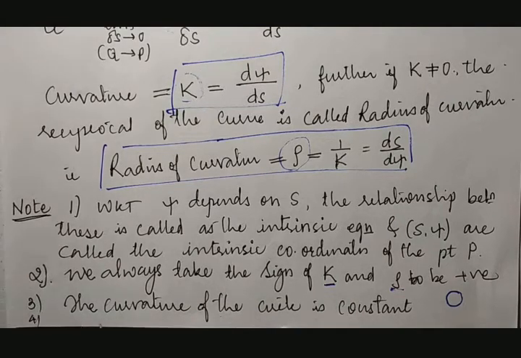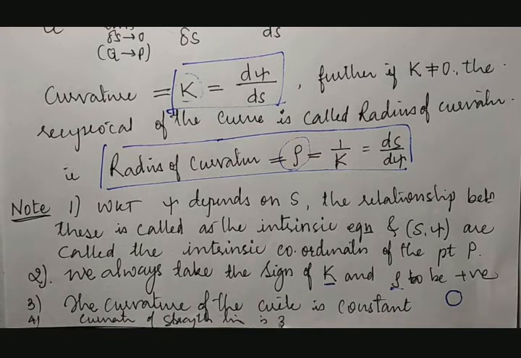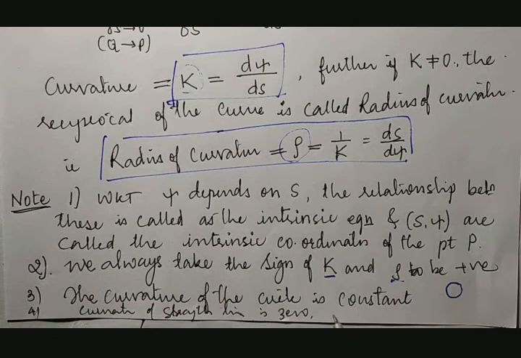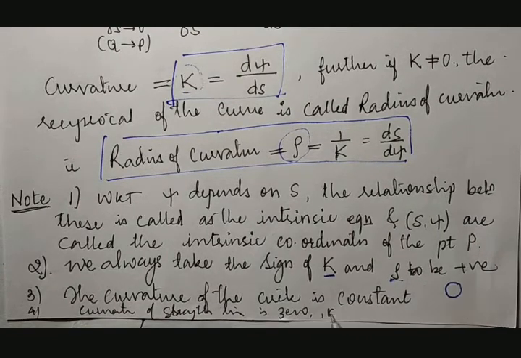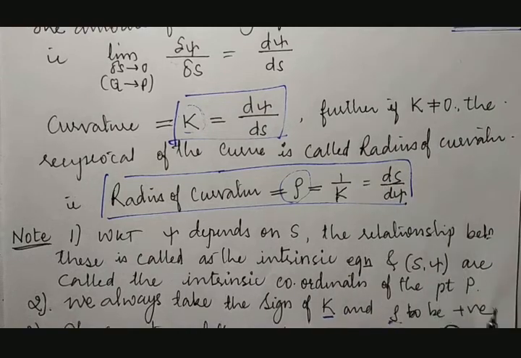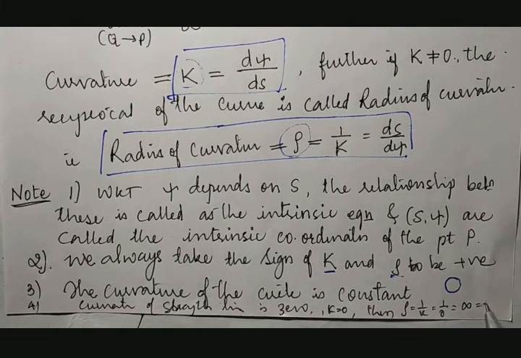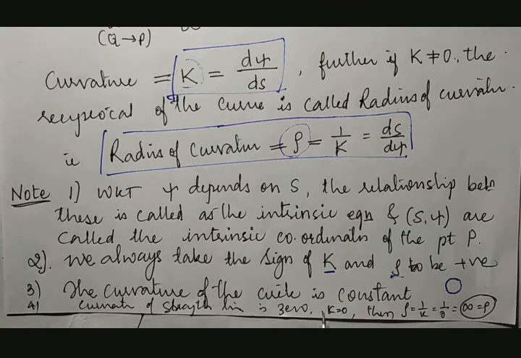The fourth one, curvature of a straight line is 0. Fine. 0 means k is equal to 0. Here we have taken, if k is not equal to 0, then we go for curvature calculation. But if k becomes 0, then what will be rho? Rho is nothing but 1 by k, which is 1 by 0, which is infinity. Therefore, the radius of curvature for the straight line is infinity. Okay.